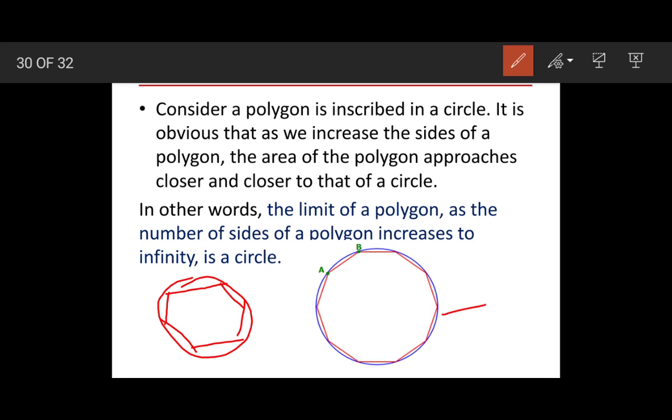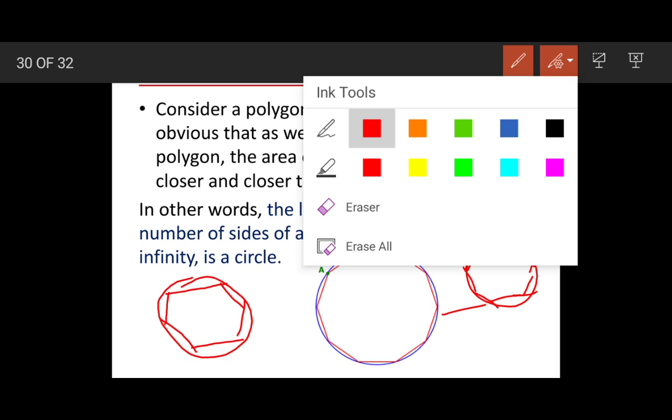Then I am going to increase the sides of this polygon. Now when I increase the sides of the polygon, what will happen? This polygon obviously turns into a circle. When there are n sides of the polygon, it will look like a circle, but it is not a circle, it is a polygon which has n sides. So that is the concept of limit.